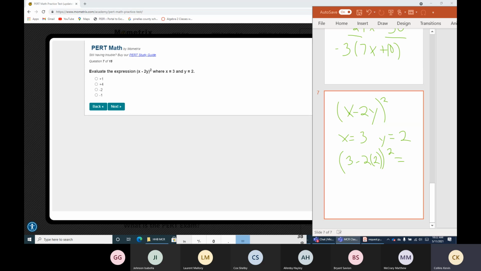All right, so I started the process for you here. I went ahead and plugged in the 3 for x, the 2 for y, and it came up with this. All right, so we multiply first. We're going to do the 2 times 2. So this will be 3 minus 4 squared, right? 3 minus 4 is negative 1 squared, which is really negative 1 times negative 1. The negatives will cancel out. Plus, anytime you square something, you get a positive number. So we get plus 1. So yeah, it is A. Good.